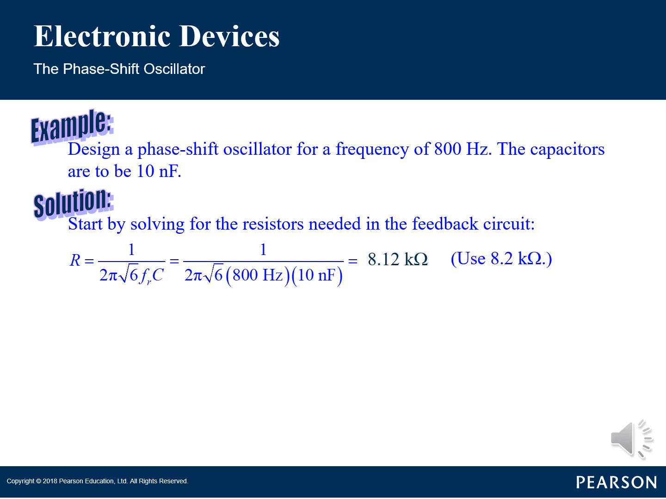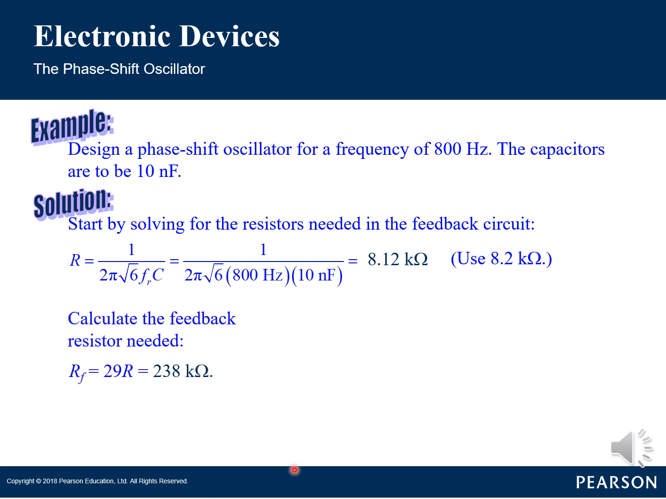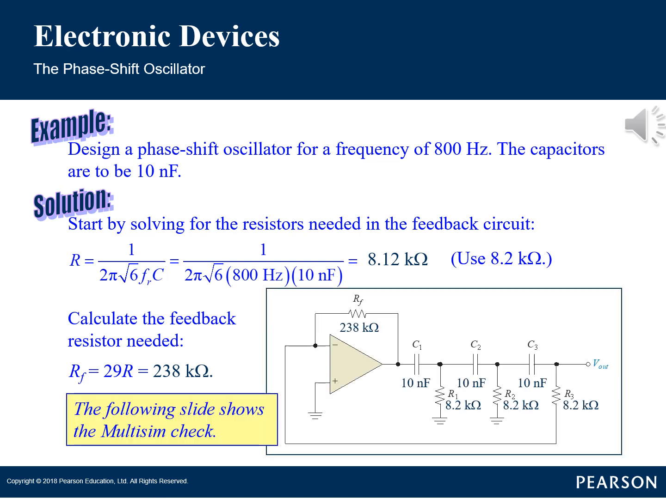R is equal to 8.12 kilo ohm. In this case we will choose a realistic value of R, which is 8.2 kilo ohm. Then calculate the feedback resistor needed. R_F is 29 times R, which is equal to 238 kilo ohm. Now we can complete the design as shown in the figure.